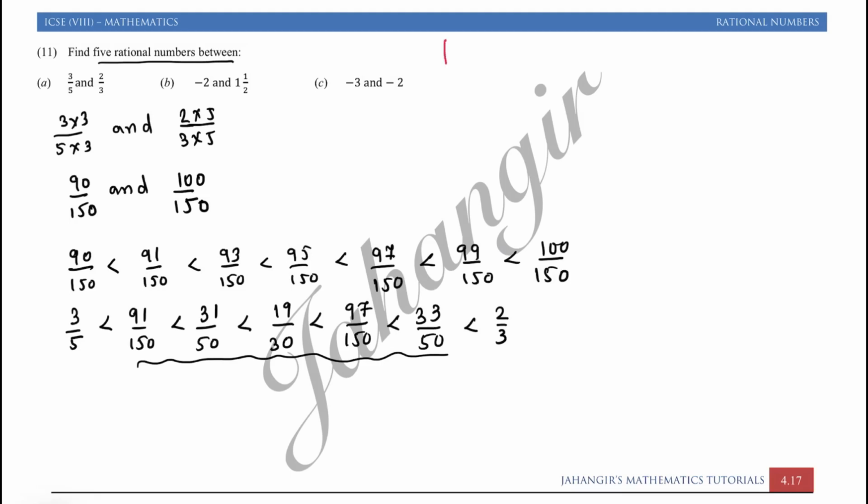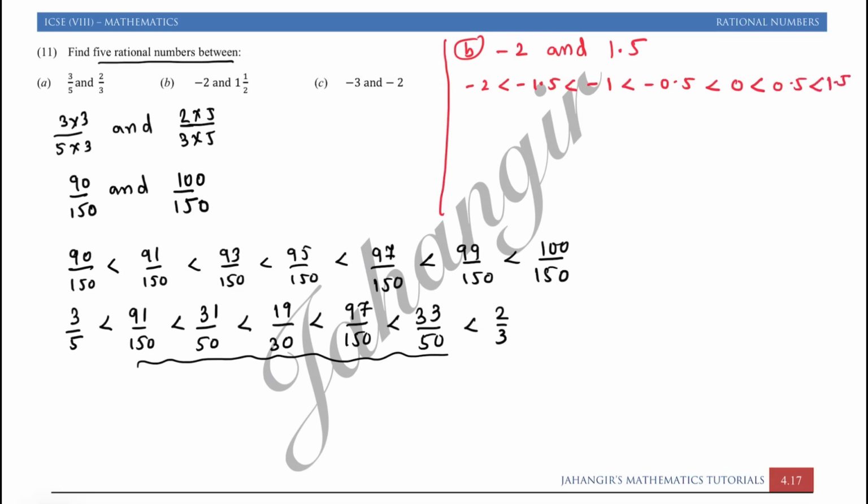Next question, B. In B we have minus 2 and 1.5, so I can write 1.5. Here it's very simple. Minus 2, minus 1.5, minus 1, minus 0.5, 0, how many is that, 1 2 3, 0.5 and 1.5. See, we have put 5 rational numbers, 1 2 3 4 5, between minus 2 and 1.5.